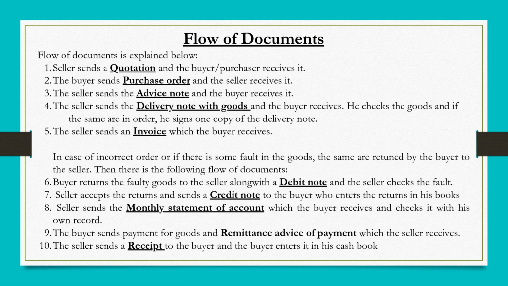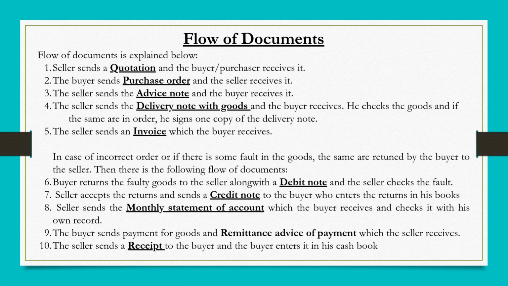In case of incorrect order or if there is some fault in the goods, the same are returned by the buyer to the seller. Then there is the following flow of documents. Buyer returns the faulty goods to the seller along with a debit note, and the seller checks the fault. Seller accepts the returns and sends a credit note to the buyer, who enters the returns in his books.